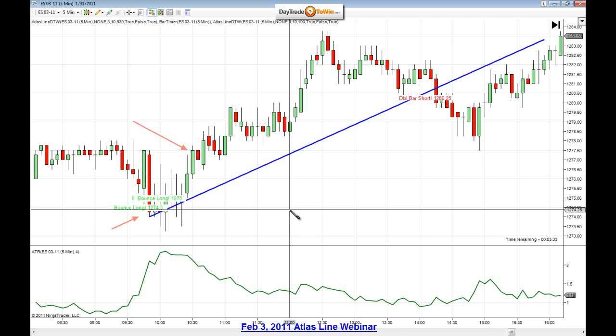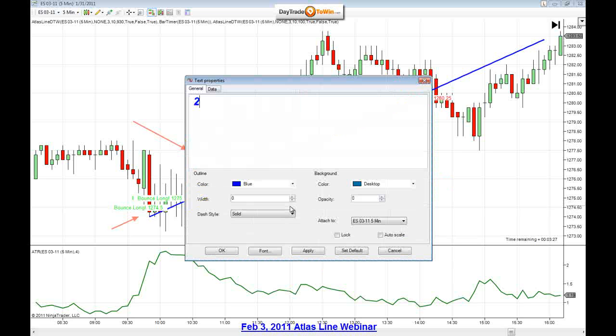Reference of what a pullback is. I believe a pullback is when we have a minimum of 2 candles that trade opposite. All right, so a minimum of 2 candles trading in the opposite direction.